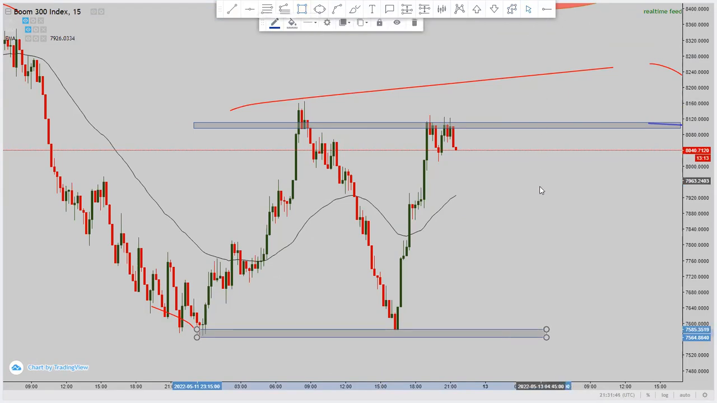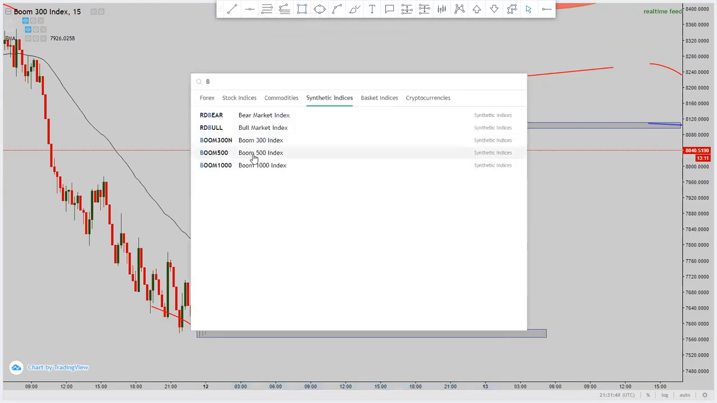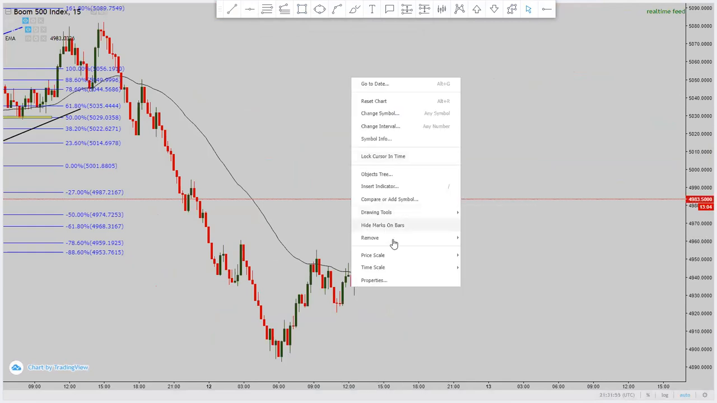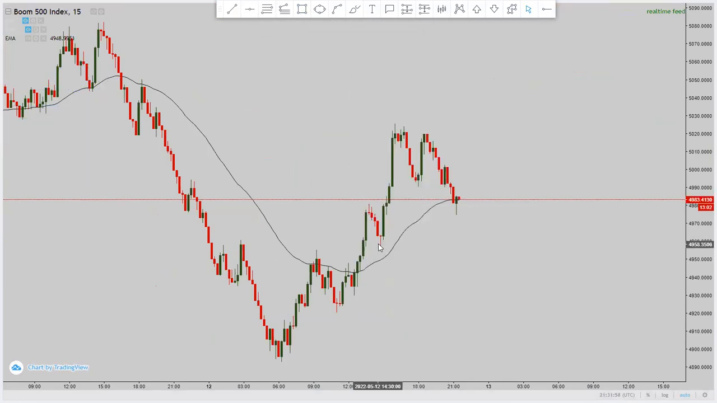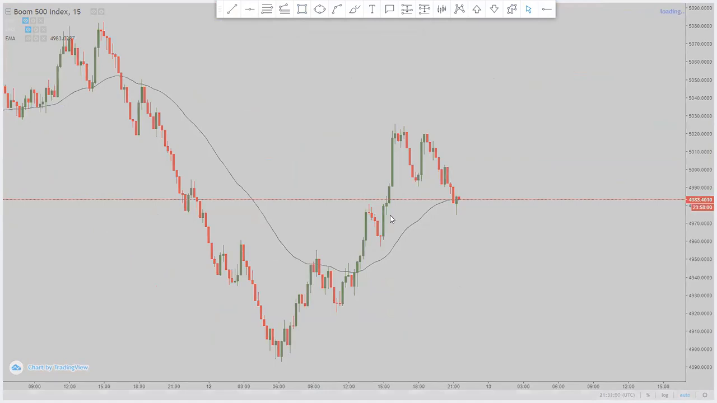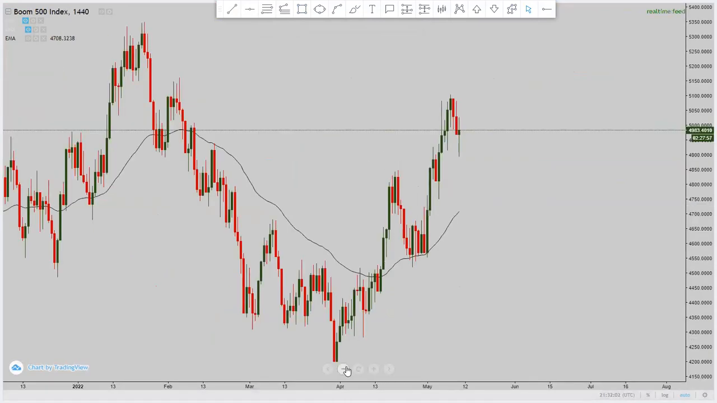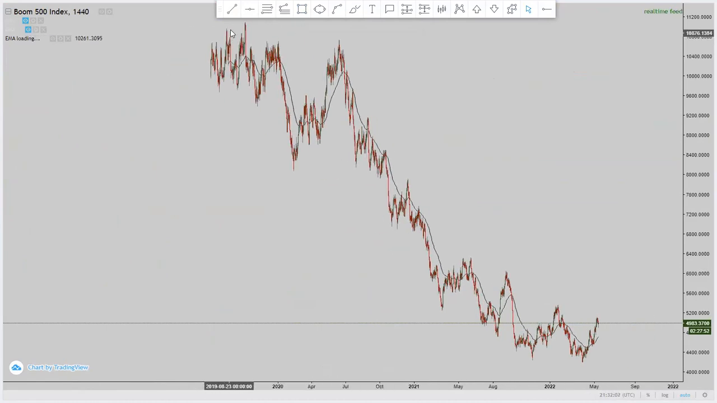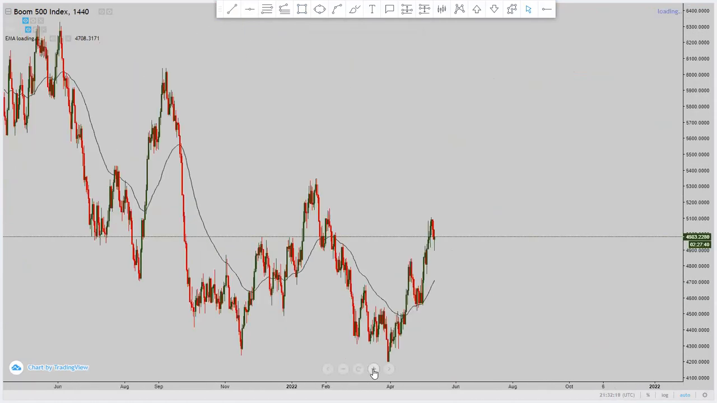Very possible. Let me show you the Boom 500 chart, which is in the same category. I just want to show you the chart so that you see it's very possible for this market to sell for a long period of time. If you check the Boom 500, all this entire time it was downtrending. So the same thing with the Boom 300. It can even continue being on that downtrending streak for a long time.